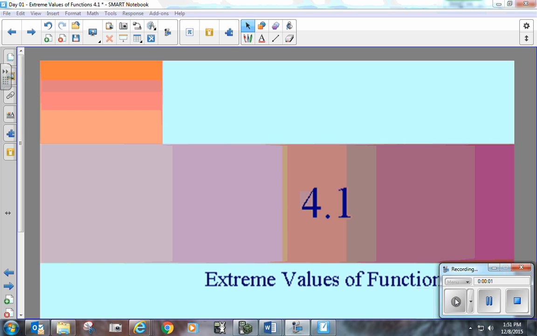Unit 4. Okay, we're going to start with 4.1. It's extreme values of functions. Extreme values. When I say extreme, what are we thinking? Anyone have any ideas?